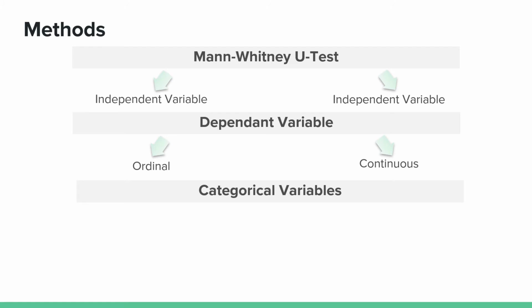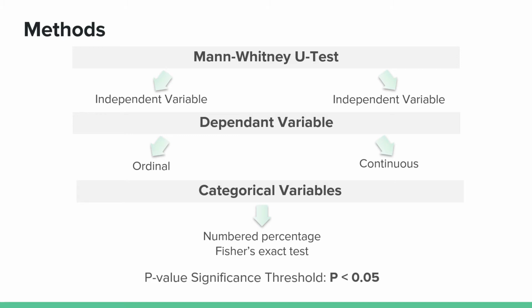Categorical variables were expressed as a numbered percentage and were compared using Fisher's exact test, which determined if there were any non-random associations between 2 categorical variables. A p-value of less than 0.05 was considered statistically significant. The analysis software used was R software.